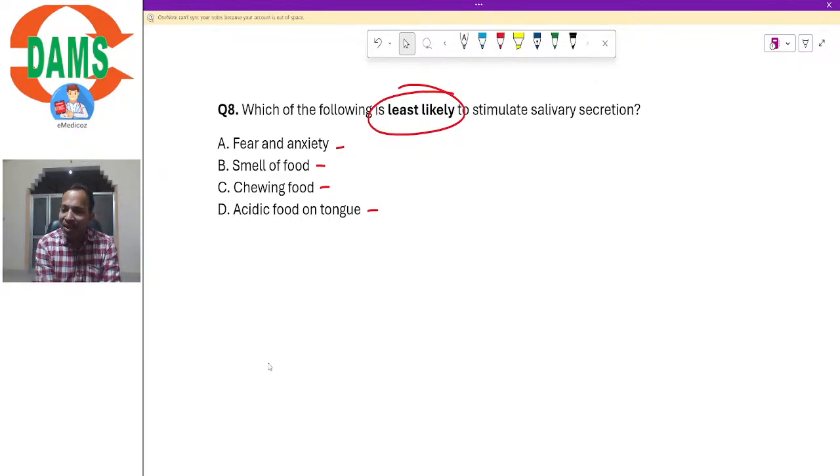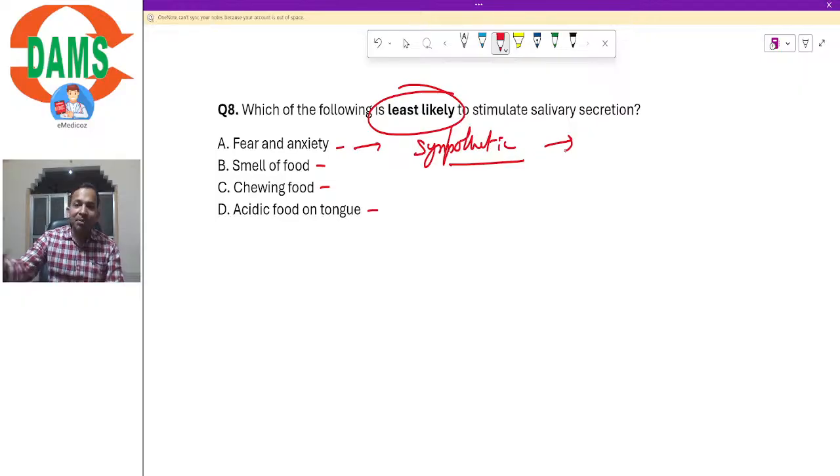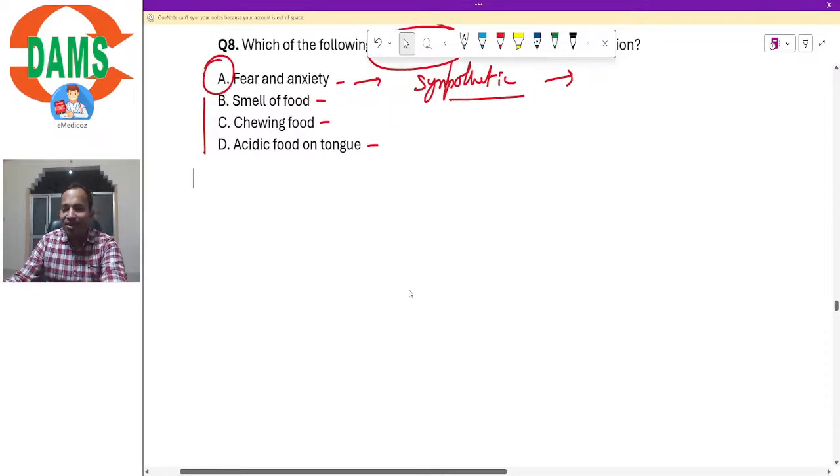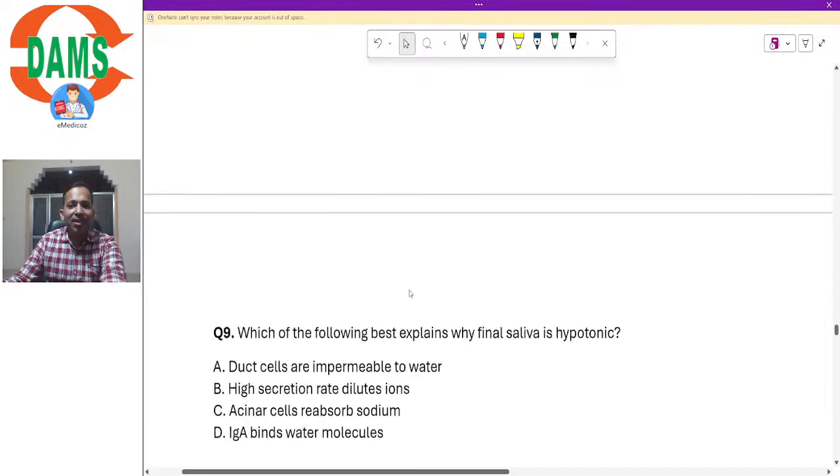हाँ, very good उत्कर्ष. Question 8 का option A, fear and anxiety, that is sympathetic stimulation, isn't it? Option A translates into sympathetic stimulation, and sympathetic stimulation, it suppresses salivary secretion, it does not stimulate salivary secretion. So option A is correct answer, right? Rest all other form parasympathetic stimulation, isn't it? Very good. मुझे लगा नहीं था कि कोई इसका सही आंसर देगा, पर बहुत अच्छे, तो इसका मतलब समझ में आता है. That is good.